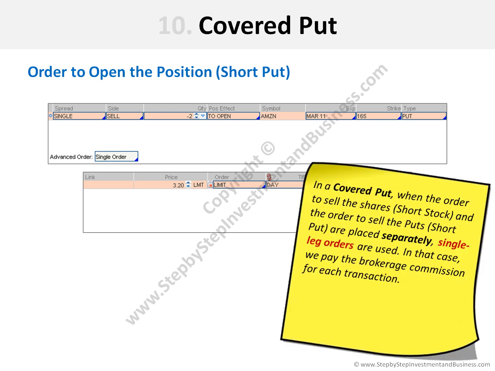It is important to mention that in a covered put, when the orders to sell the shares and sell the puts are placed separately, that is, one order for the short stock position and another order for the short put position, single leg orders are used. In that case, we pay the brokerage commission for each transaction.